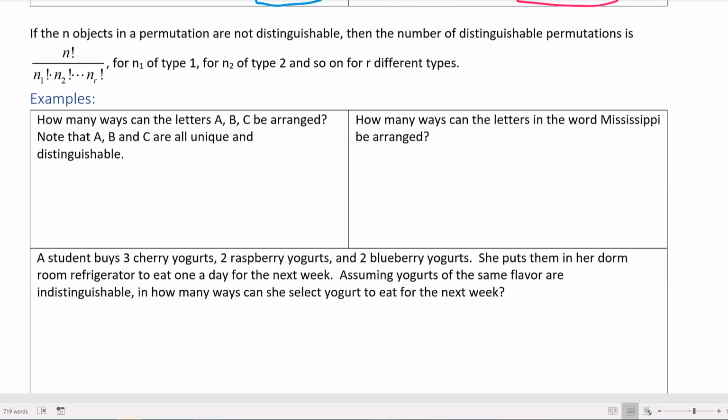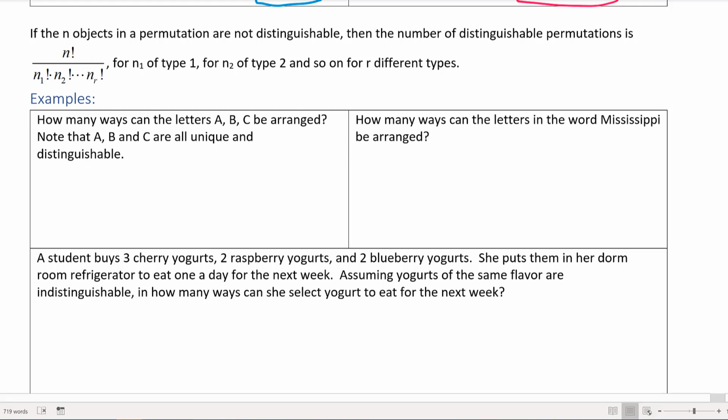Sometimes we need to find permutations when the items that we're selecting from aren't distinguishable from one another. So if we have n objects in a permutation that are not distinguishable, then the number of distinguishable permutations is found by the formula n factorial over n1 factorial times n2 factorial times dot dot dot times nr factorial, for n1 of type 1 and n2 of type 2 and so forth for r different types. So if you have something that's not distinguishable and you're pulling from that group of items, you need to keep dividing out by that n factorial. So we have a few examples here.